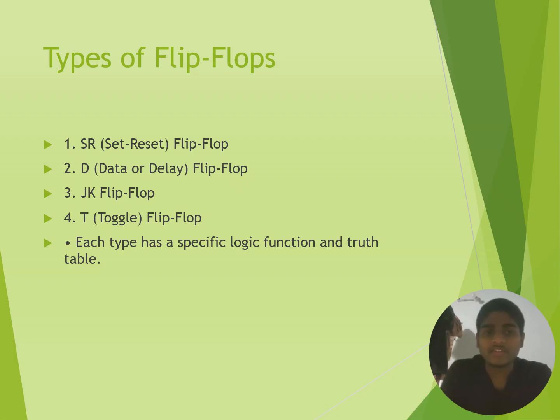Flip-flops are of four types. First is SR. Second is D, also called the data or delay flip-flop, then the JK flip-flop, and the T toggle flip-flop. Each type has a specific logic function and its own truth table. Let us see them one by one.